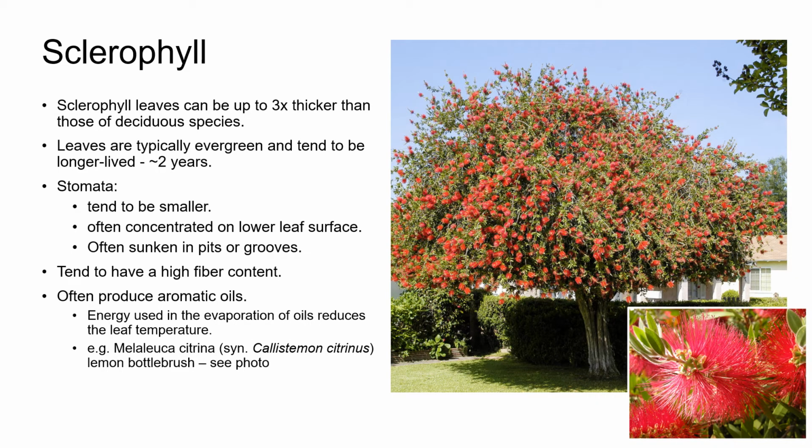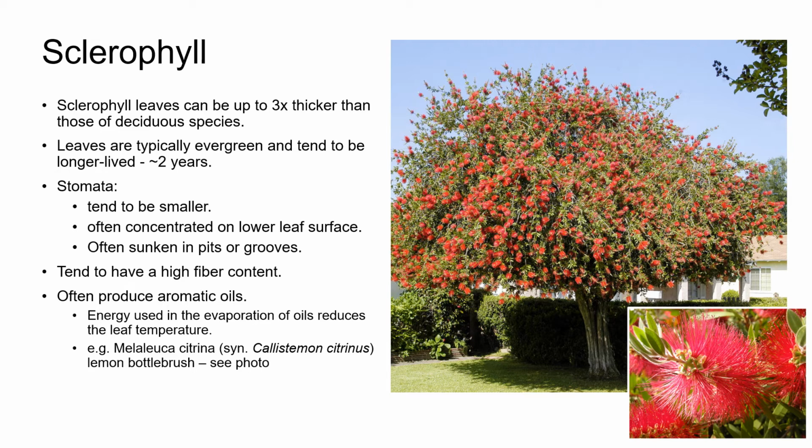Sclerophyll leaves are typically about 3 times thicker than those of deciduous species. They're evergreen, and the leaves are longer lived than the leaves of non-sclerophyll evergreen species, often living up to 2 years. And this is a way of conserving energy.